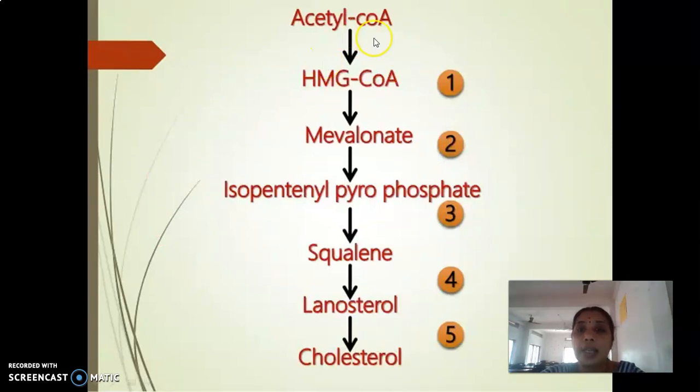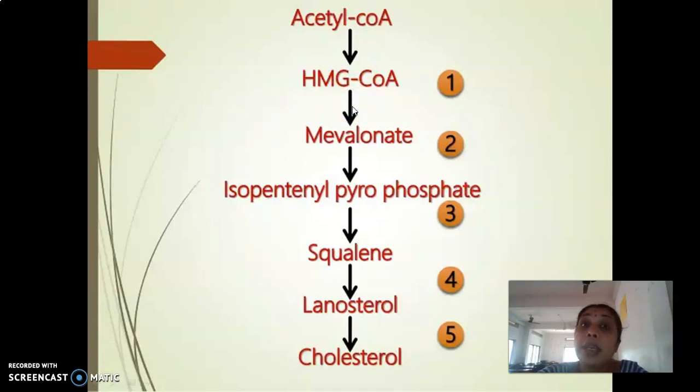See, 3 molecules of acetyl-CoA in stepwise manner give rise to HMG-CoA. That is, 2 molecules of acetyl-CoA give rise to acetoacetyl-CoA. Acetoacetyl-CoA adds one more molecule of acetyl-CoA to give rise to beta-hydroxy beta-methylglutaryl-CoA, that is HMG-CoA, by the HMG-CoA synthase enzyme. The HMG-CoA thus formed undergoes a reduction reaction by the HMG-CoA reductase enzyme.